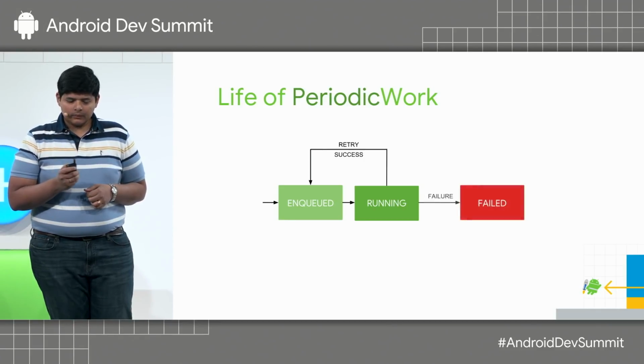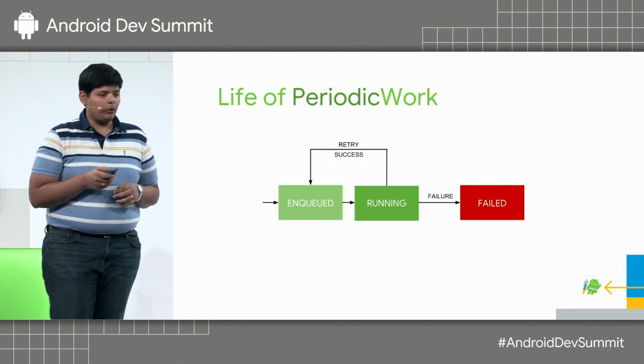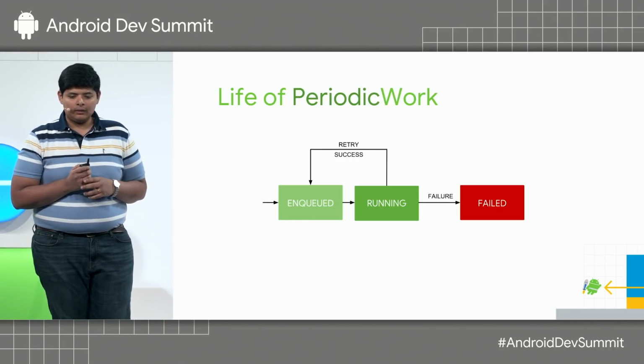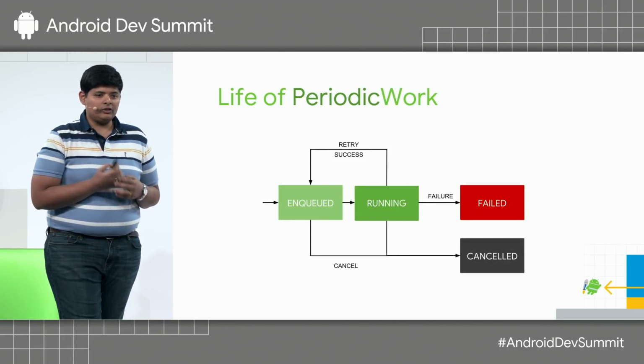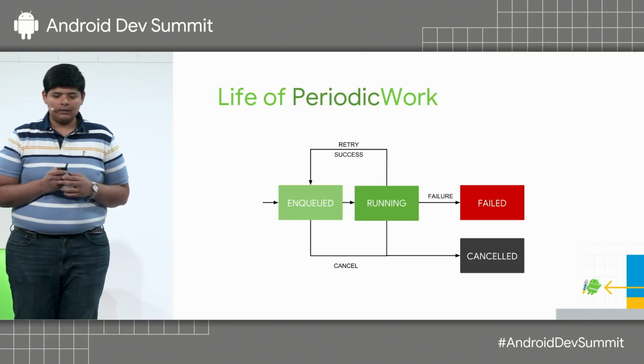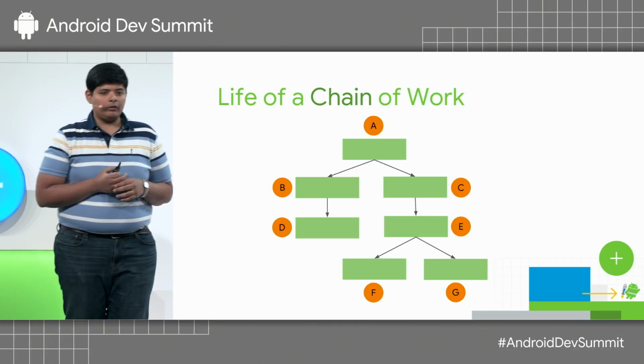And if you mark your work as failed, then we'll transition it to the failed state. At that point, your periodic work won't run again. And again, anytime your work is in a non-terminal state, and if you ask us to cancel it, we'll mark it canceled. So let's apply those rules to how the life of a chain of work looks.